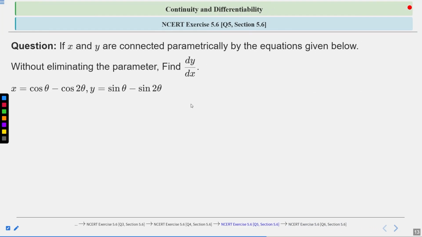Next question is again, if x and y are connected parametrically by the equations given below, without eliminating the parameter, we have to basically find dy by dx. Here x is equal to cos theta minus cos 2 theta, and y is equal to sin theta minus sin 2 theta, right? Clear?